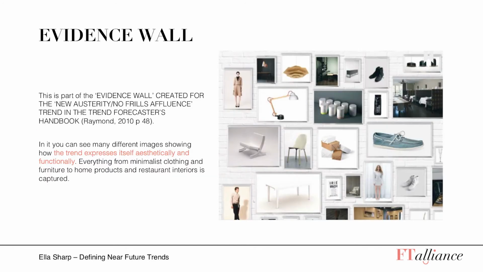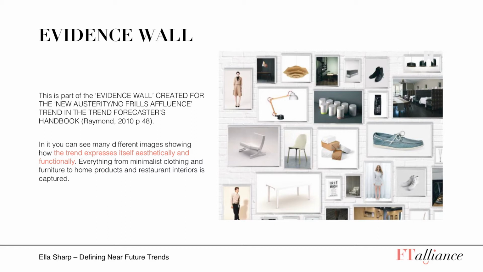So here we have what's called the evidence wall. This is basically a wall where you capture examples of what the trend looks like, what it represents. This is part of the trend wall created for the new austerity, no frills, affluence trend in the Trend Forecaster's Handbook on page 48. In it, you can see many different images showing how the trend expresses itself, both aesthetically and functionally. Everything from minimalist clothing and furniture to home products, right down to restaurant interiors are captured, yes?